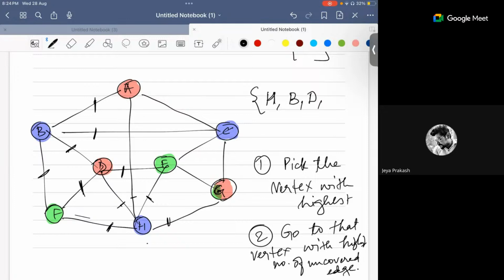So we started with H because H had a degree of 5. Then we went to B because after covering all these 1, 2, 3, 4, 5, B had 4 uncovered edges. So we went to B, right? Okay. And to cover the left part, we took D, because even if you take anything from the right side, DF can't be covered. So you have to take D. There is no option.